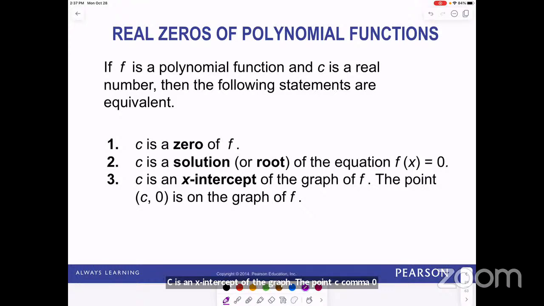So these three expressions or statements can be used interchangeably. Whenever you hear us say the x-intercept, that's the same as saying c is a solution or root of f of x equals 0. And that's the same as saying that c is a zero of the function, right? So these three notions we use interchangeably.